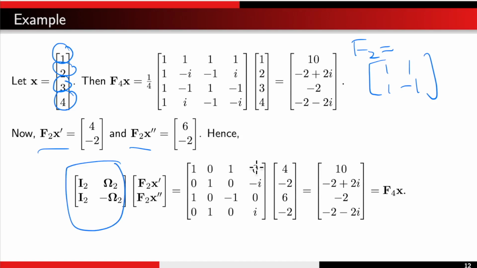And now this matrix here is this. So we'll put these all together and perform the computations. We end up with the same thing as we have up here.